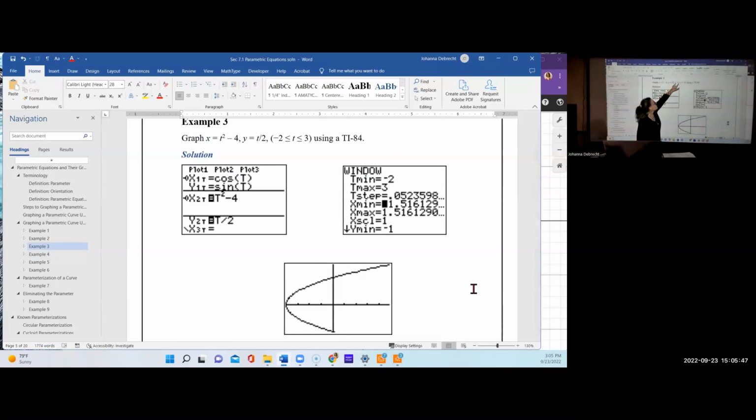Well, I can take the smallest t value, which is -2, and put it into each of the equations for x and y. -2 squared is 4, minus 4 gives me 0, all right? And then t divided by 2 is going to give me -1. So it's starting at 0, -1, which means it's starting down here. And then if I plug in 3, I'm going to get 9 minus 4, which is 5, over 3/2, which is this point up here.